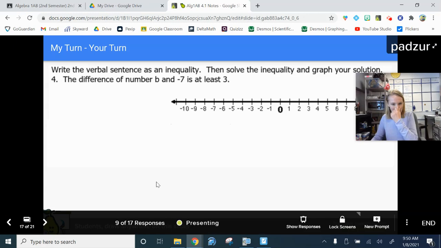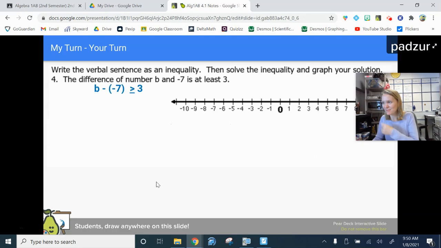So the difference of b and -7 is at least 3. So that should be b minus -7. There's nothing for you guys to do because it's already filled in on your page. I was looking at people's, which might be why I got a message like, wait, I'm confused. My bad. I didn't know it would show up with the answers already on your page. I thought it would click through like an animation like it had with the rest of the pages.